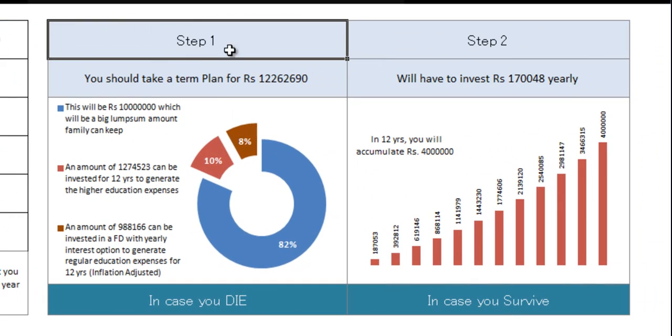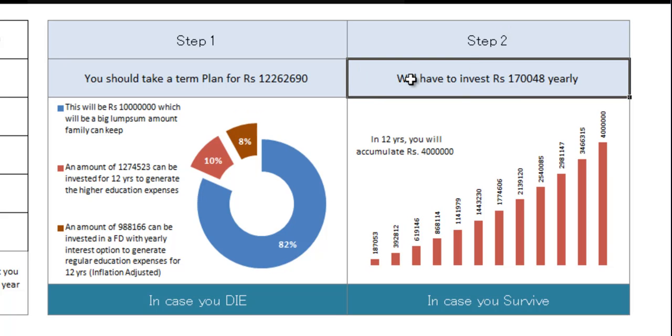So the first step is that you should take a term plan for 1.22 crores. And step 2 is that you should start investing 1.7 lakhs yearly. That comes around 15,000 rupees on a monthly basis. So if you do these 2 things, all these things will be covered. So a big part of your life insurance policies will go to your family. That will be 1 crore rupees, which you define.